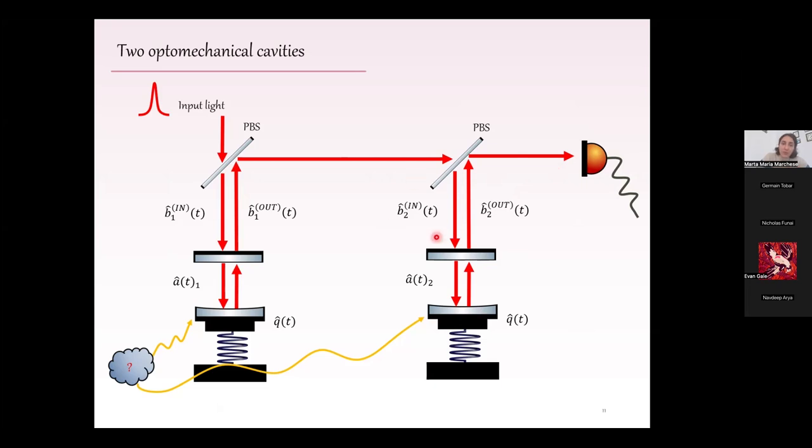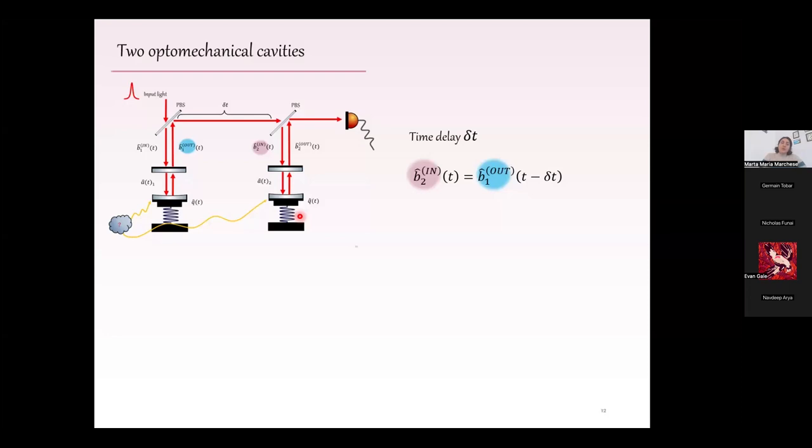The thing is that now we want to use as input field for the second cavity the output of the first one. This comes with a certain delay in time, due to the fact that the output field from the first cavity has to travel an additional distance before entering the second cavity. So we need to take into account this time delay between cavities, which will let us write the input field of the second cavity as the output field of the first, but shifted in time.